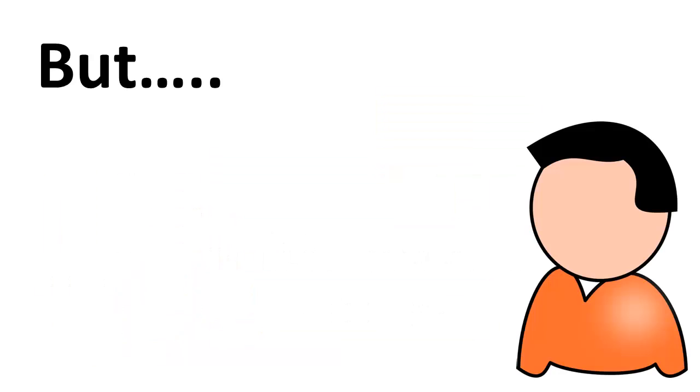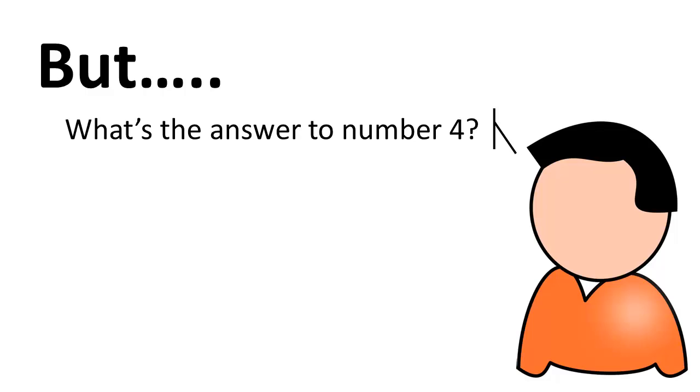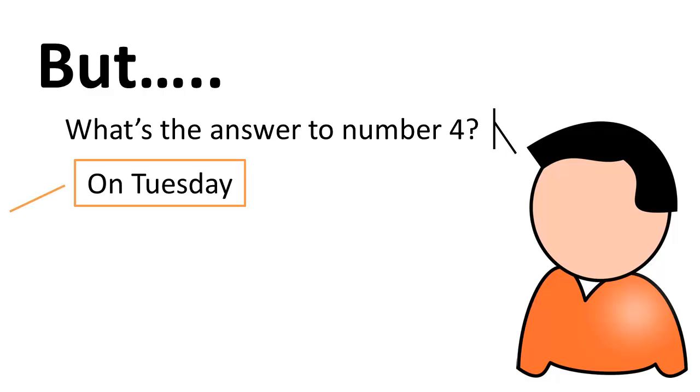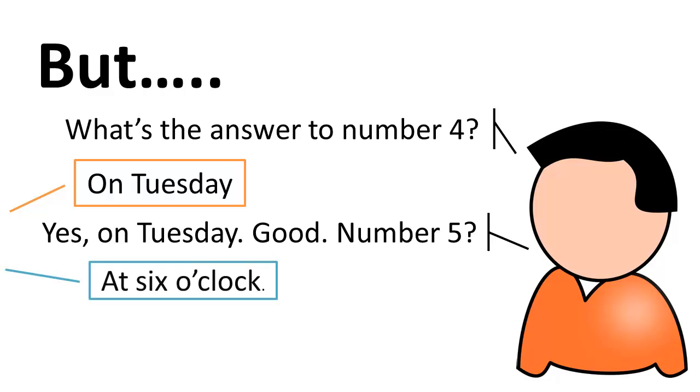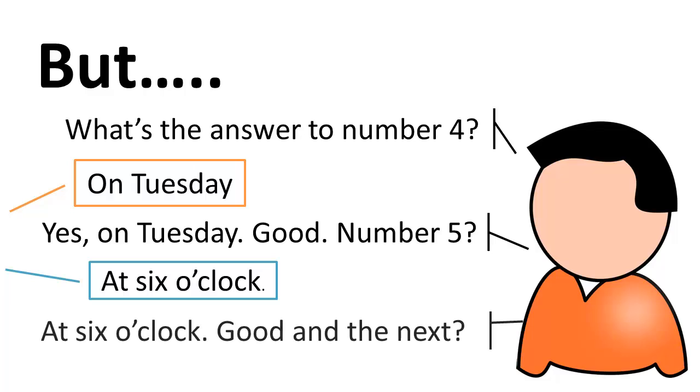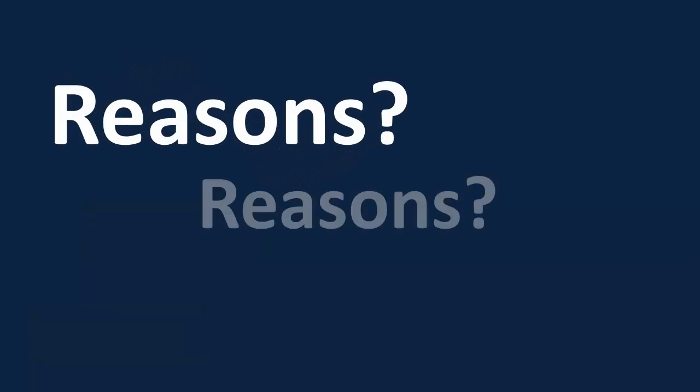But there's another kind of teacher echo that's commonly found in classrooms that I do think is worth considering, whether you do this or not, and whether it's a good idea or not. So this is what the teacher says. The learner says on Tuesday, and the teacher says, oh yes, on Tuesday. Good. Number 5, at 6 o'clock. And the teacher repeats, at 6 o'clock. Good. And the next. This is the kind of teacher echo that I'm suggesting is not good practice. Well, why not?